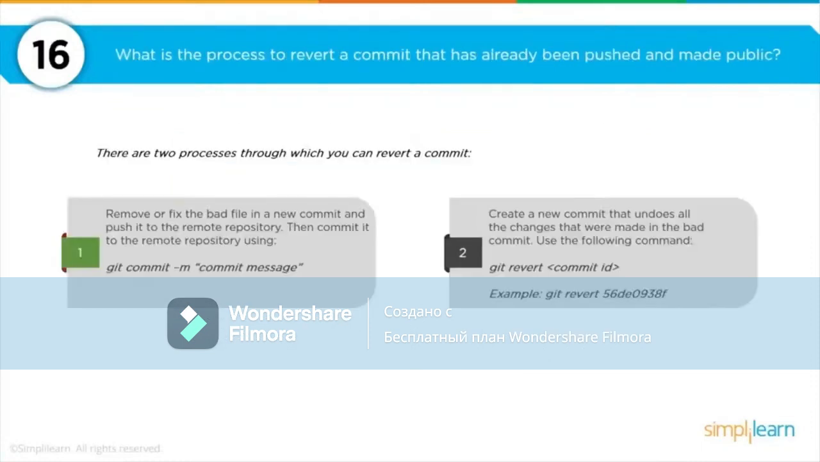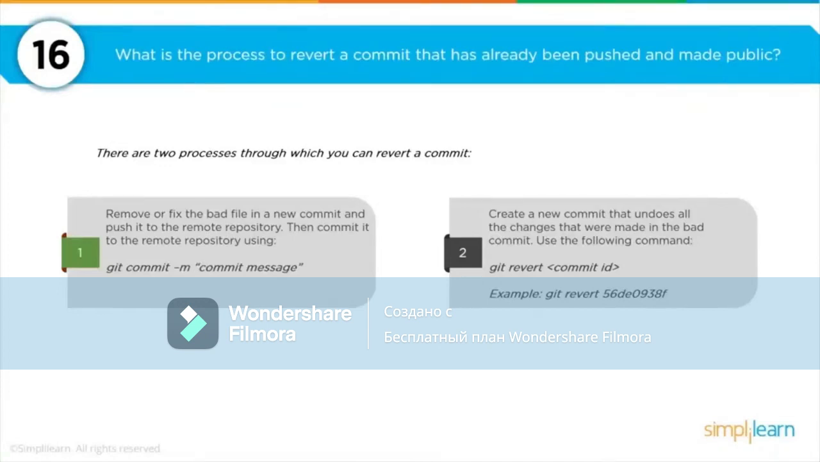And there are two ways you can address this. And then the commit ID could be something such as 56DE0938F, but you'd have to find that from the commit that you had made, and that would allow you to revert any bad files that you had submitted.